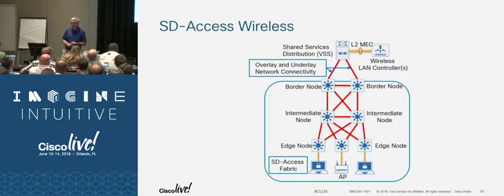SD Access Wireless. In this case, things don't look a whole lot different as far as the topology. We have our wireless LAN controllers. These are the same wireless LAN controllers you might be using for centralized wireless, connected out to, say, maybe a shared services distribution node, wherever that is, and it connects into your fabric. The only real difference is now we have these APs. So we have a wireless LAN controller that understands how to deal with fabric.